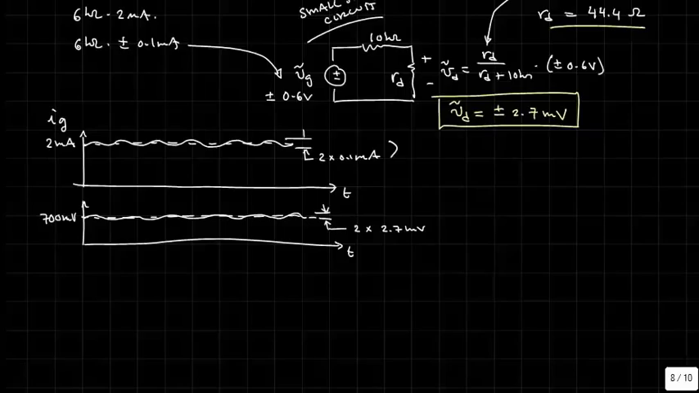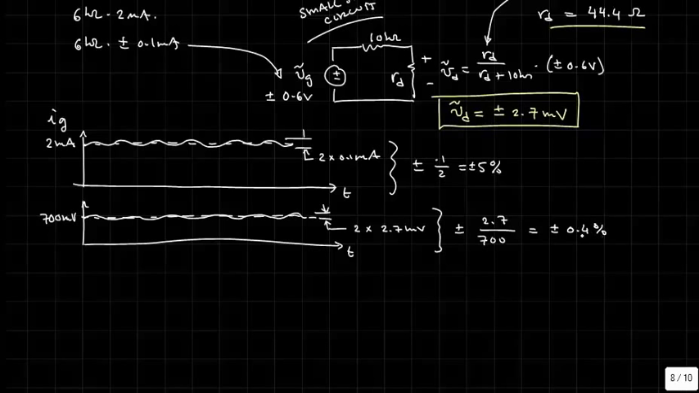Okay, so in the first case we did plus or minus 0.1 out of 2, or 1/20th, which is plus or minus 5%, and the response in the diode is plus or minus 2.7 out of 700, which is about plus or minus 0.4%.